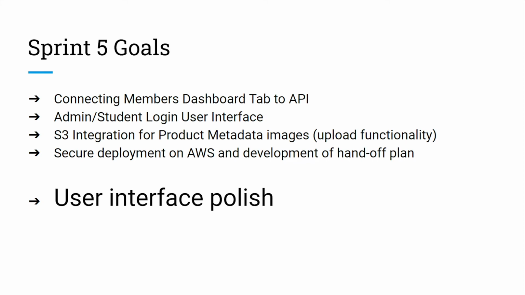For Sprint 5, as it is the final sprint, we're mainly going to be tying up any remaining loose ends in the application. We hope to connect the Admin Dashboard Members tab to the API, implement GT login in the dashboard and app, implement S3 integration, and create a handoff plan for transferring ownership of the app. Finally, a major goal will be to make the user interface look good and consistent across all platforms, and generally make the app look presentable everywhere.